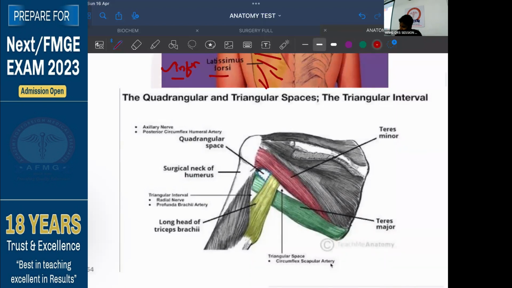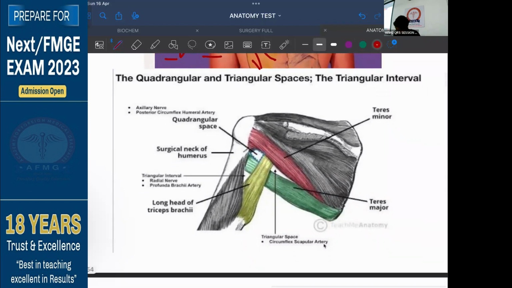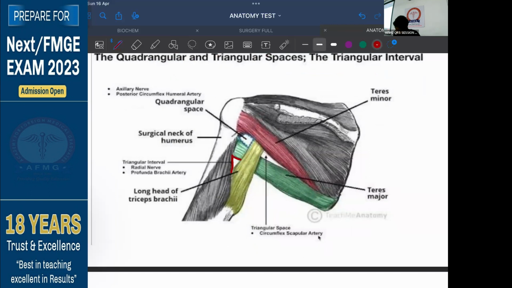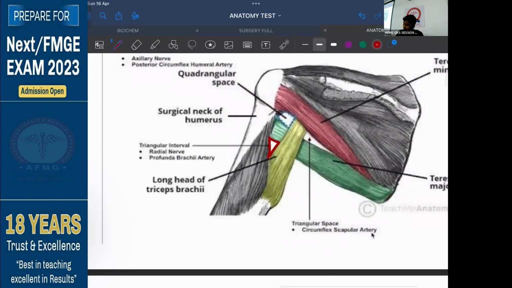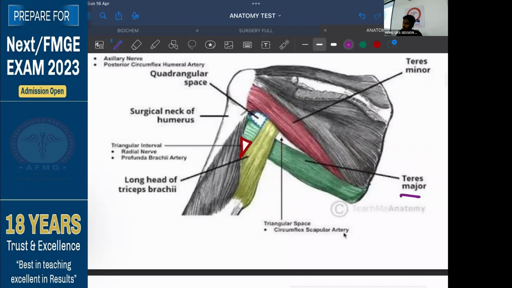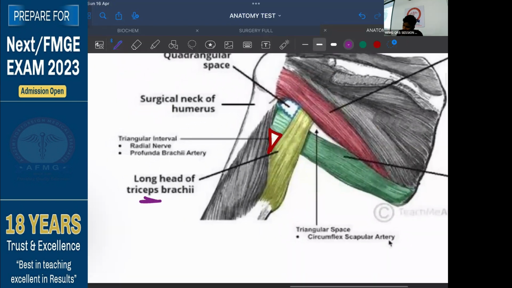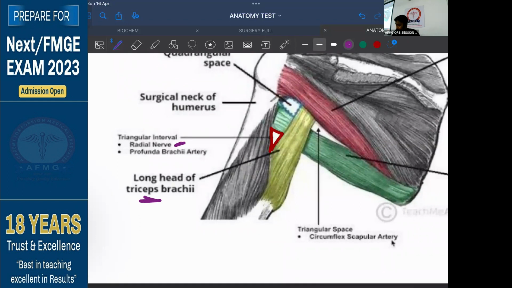What are these triangular spaces? So first one you can see, this is called as the triangular interval over here. And important is what passes via the triangular interval. It is formed by which, what are the boundaries? It is formed by the humerus, then it is formed by the teres. Which muscle is this? Teres major. And then it is formed by the long head of triceps brachii. So this triangle over here, what passes via this triangle? It is the radial nerve and the profunda brachii artery.